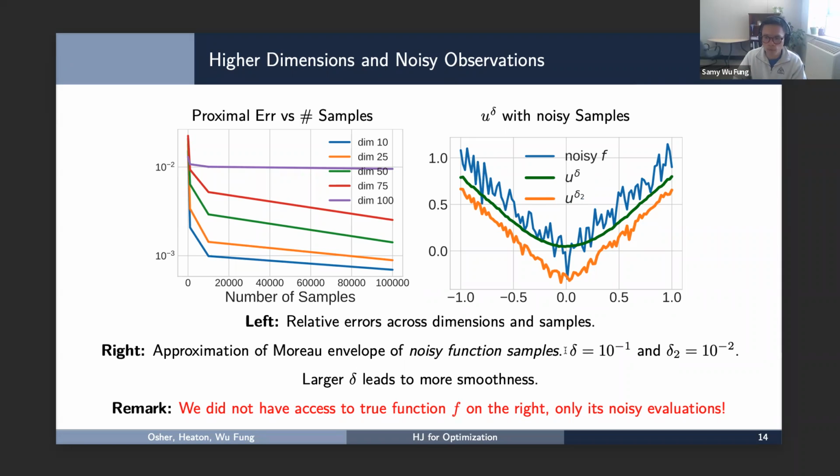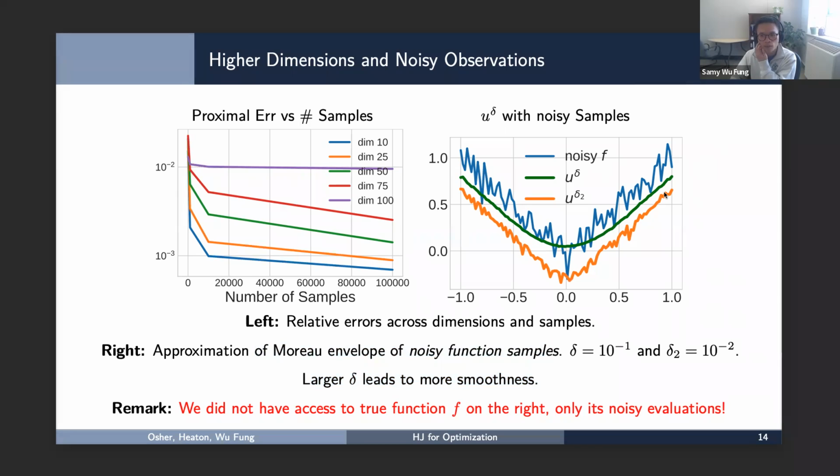So here for delta equals 10 to the minus 1, and delta 2 is 10 to the minus 2. So delta 2 is much sharper. And what we see is that the larger the delta, the more smooth is our Moreau envelope approximation, which makes sense because this delta corresponds to the diffusion coefficient of our viscous Hamilton-Jacobi PDE. So larger delta leads to more smoothness, and more samples leads to more accuracy.